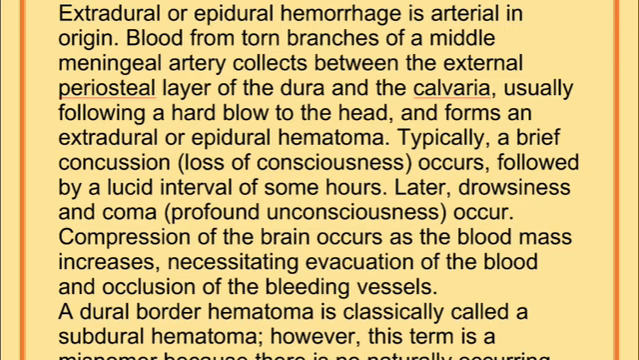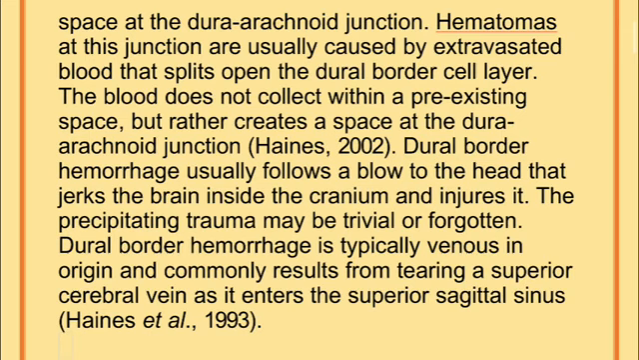Hematomas at this region are usually caused by extravasated blood that splits open the dural border cell layer. The blood does not collect within a pre-existing space per se, but the blood creates a space at the dural arachnoid junction. Dural border hemorrhage usually follows a blow to the head. When there is such a blow, it jolts the brain inside the cranium and injures it. The trauma might be trivial, and it's possible that the individual has even forgotten that he or she had such a trauma.